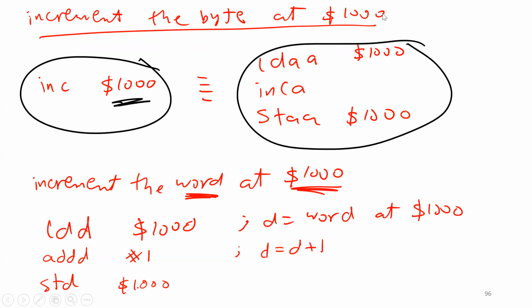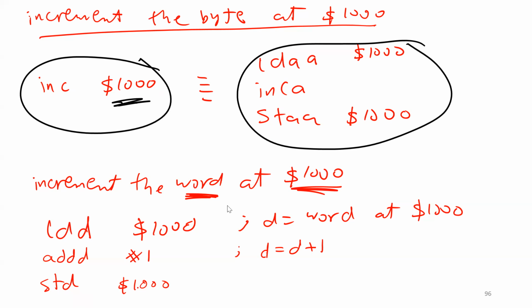For example, I'm going to read 1000, put it in register A, increment A, and then return A back. So these 3 instructions can do the same thing as this one. So why would I use 3 instructions if they can do the same thing as 1 instruction? Is that okay, guys? So this one is equivalent to these 3 instructions.